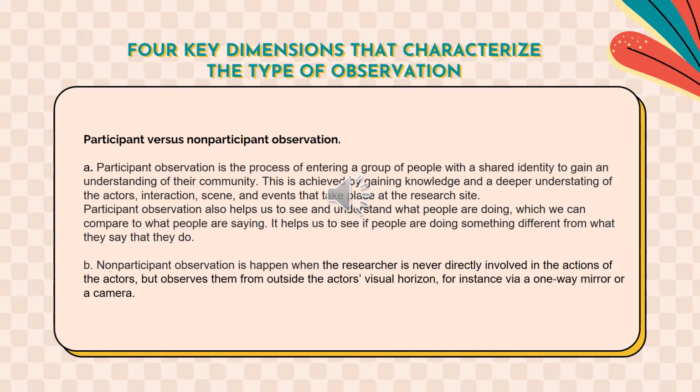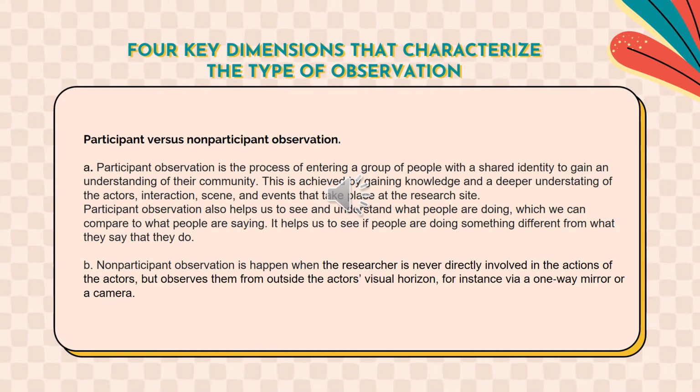Participant observation also helps us to see and understand what people are doing, which we can compare to what people are saying. It helps us to see if people are doing something different from what they say they do. Usually, multiple perspectives are present in this type of observation. The type of this observation is qualitative, and the other one is non-participant observation.